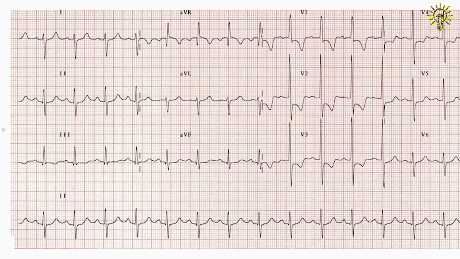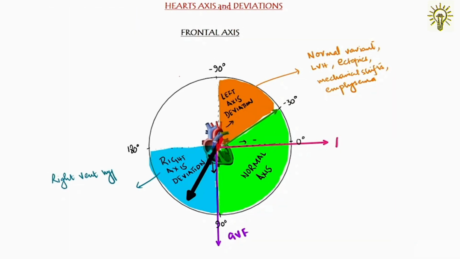So let's see axis deviation on this ECG, taking the two leads, lead 1 and lead AVF. There is negative deflection on lead 1, meaning the vector is opposing the direction of lead 1, and there is positive deflection on AVF. So a right axis deviation. As said before, any condition such as COPD or pulmonary hypertension causing right ventricular hypertrophy would cause a right axis deviation. So in this way, calculating the axis deviation on ECG helps in giving vital information to reach a diagnosis.